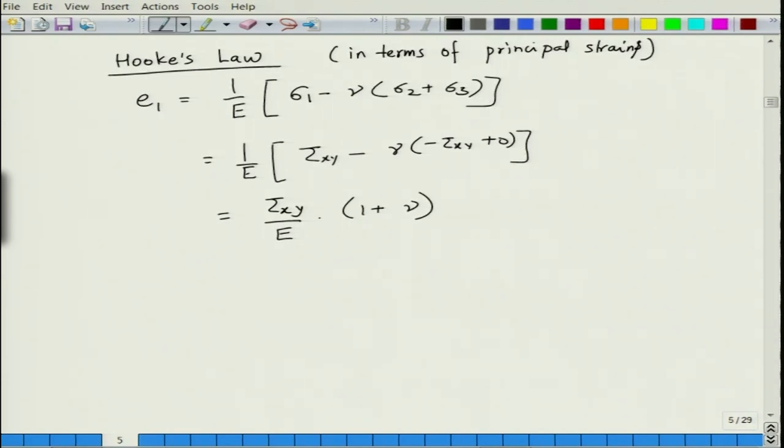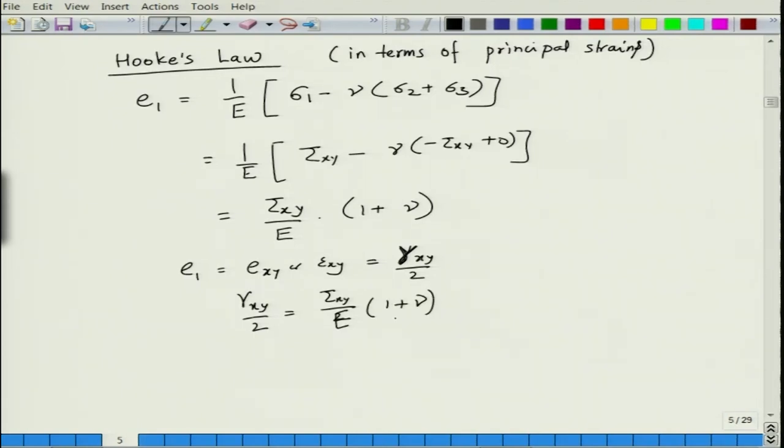This is what your E1 value is going to be, and E1 is nothing but Exy, or epsilon xy, which is related to gamma xy divided by 2. As we saw earlier, the mathematical strain is equal to gamma xy divided by 2. So if we write the expression for E1, then gamma xy divided by 2 is equal to tau xy divided by 2 divided by E into 1 plus nu.